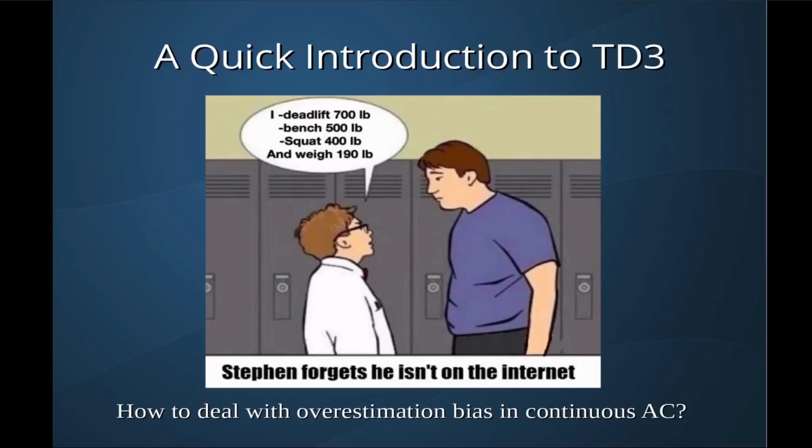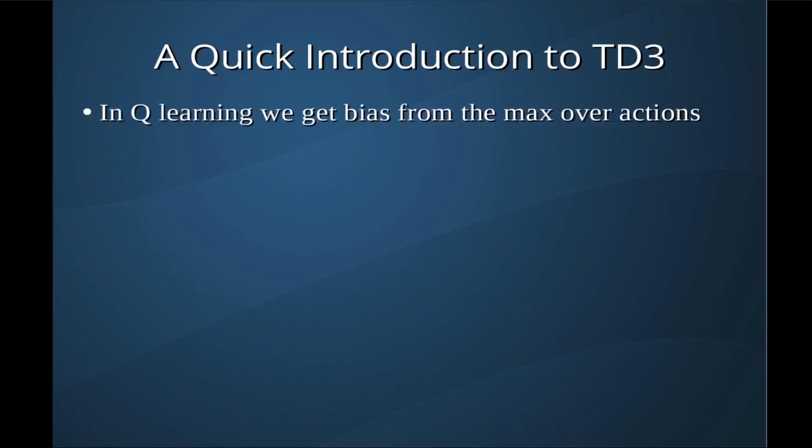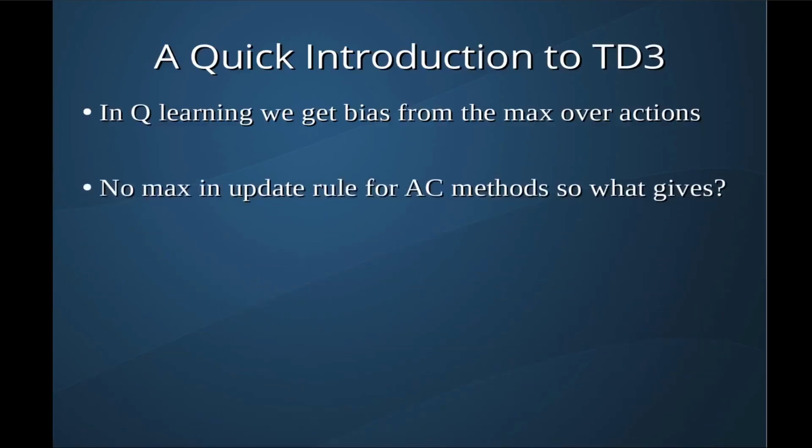So this is a pretty big problem, particularly when you're trying to approximate the agent's policy, as we are in actor-critic methods. But it's not clear where this would even come from. In Q-learning, we get bias because we take a max over our actions in our update rule for either the table or our deep neural network. So there's some maximization or overestimation built in right from the beginning, and that's pretty easy to see. But there is no max in our update rule for actor-critic methods, so what gives? Where could this overestimation bias come from?